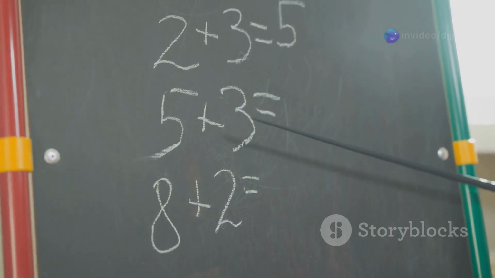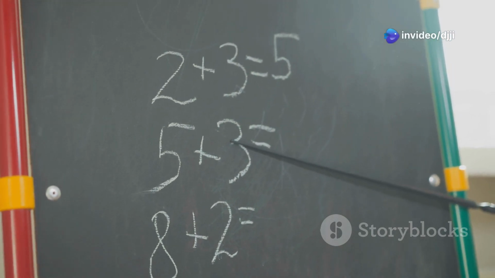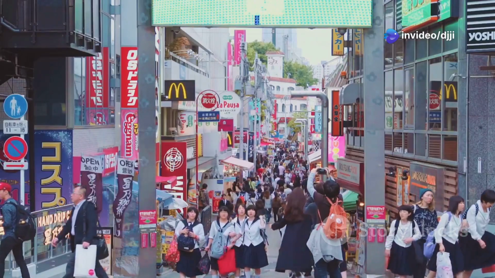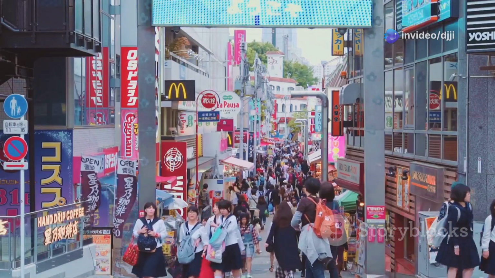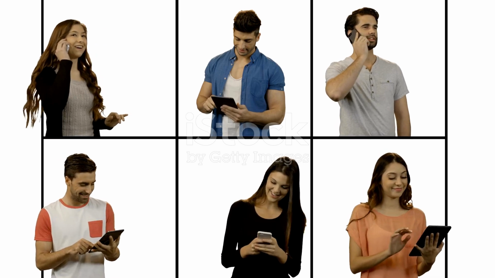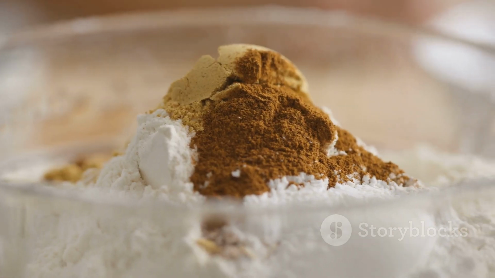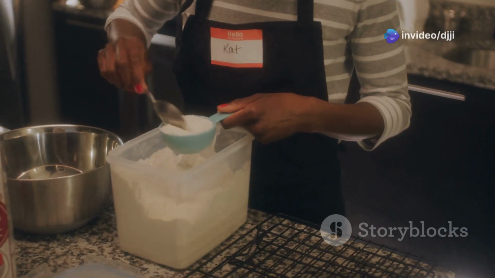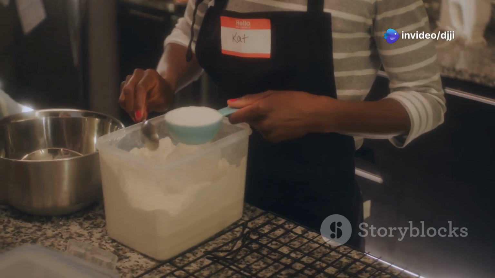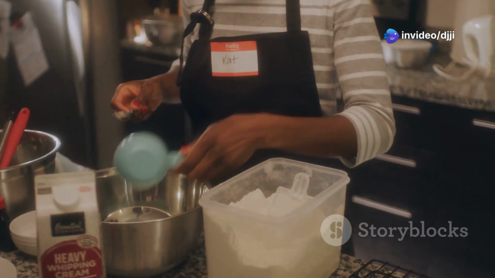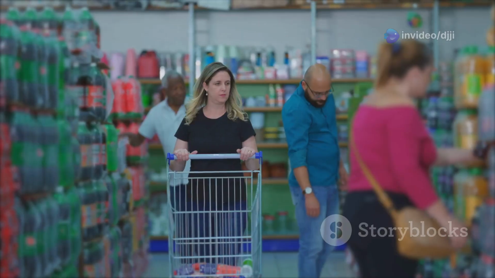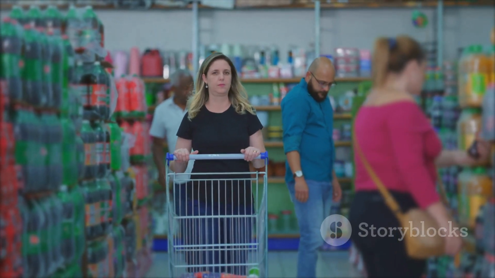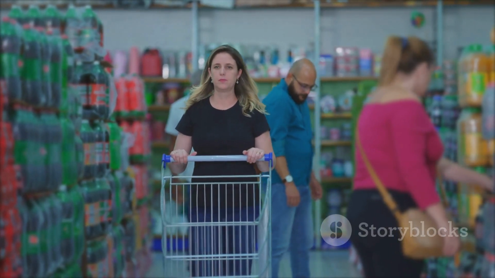Section 5. Ratios and rates in action, real-world applications. Ratios and rates are everywhere in our daily lives. Let's look at some real-world examples to see how we use them. Baking. When baking a cake, we use ratios to combine the right proportions of ingredients. For example, a simple cake recipe might call for a 1 to 2 to 3 ratio of butter, sugar, and flour. Shopping. We often use unit rates to compare prices at the grocery store.